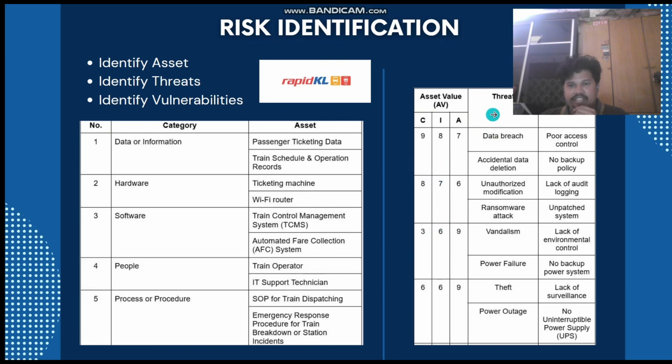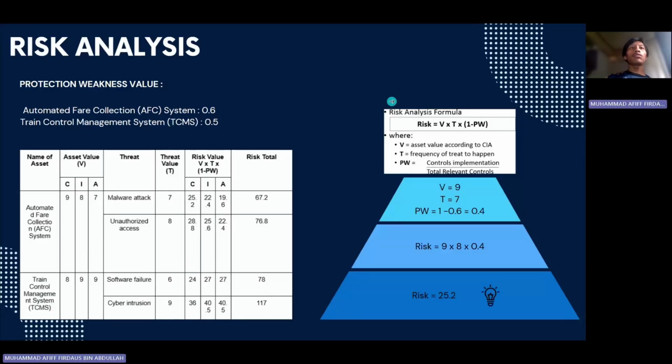So as I said before, we also have to identify the threats and vulnerabilities. So we list them here. For example, for data information, we have the threats of data breach and accidental data deletion, and the vulnerabilities are poor access control and no backup policy. So in summary, identifying these risks allows us to assign responsibility, implement targeted controls, and improve safety, security, and service delivery. That's all. Thank you. Now we're moving to the risk analysis.